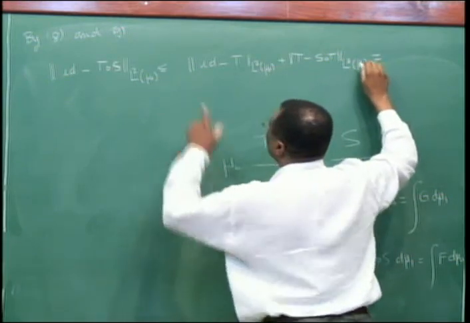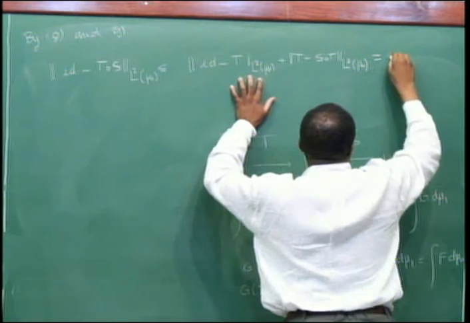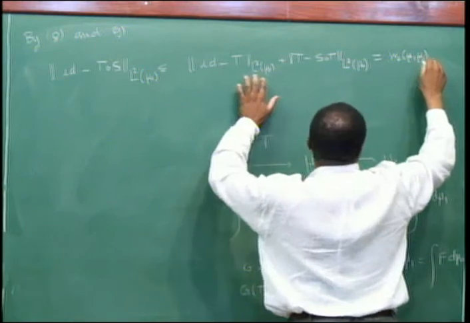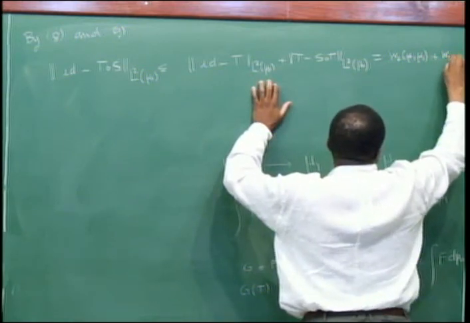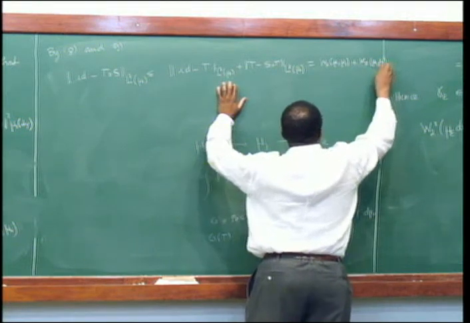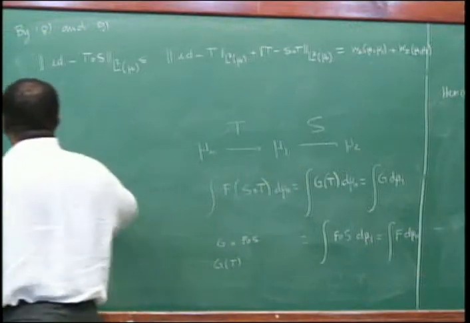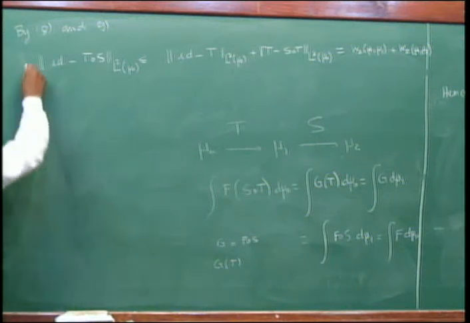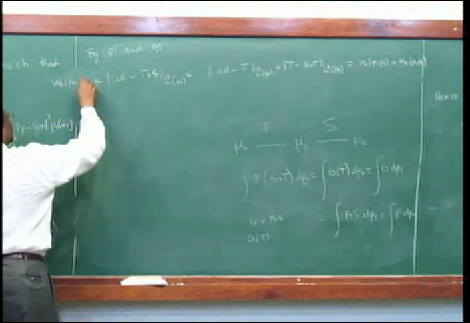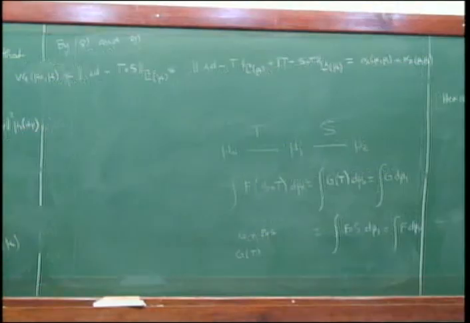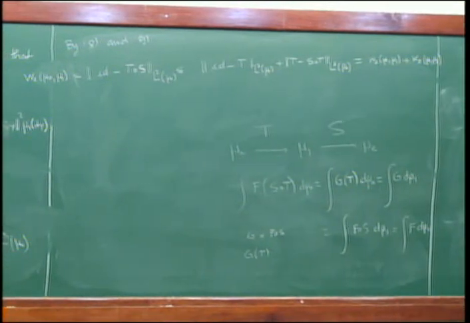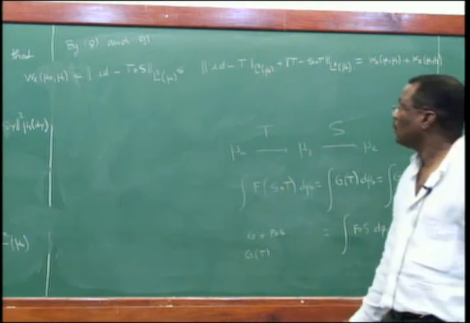But by 8, the first expression is the Wasserstein distance between mu naught and mu 1. And by 9, the second expression is the Wasserstein distance between mu 1 and mu 2. But this is always bigger than the Wasserstein distance between mu naught and mu 2. And so we have the triangle inequality.